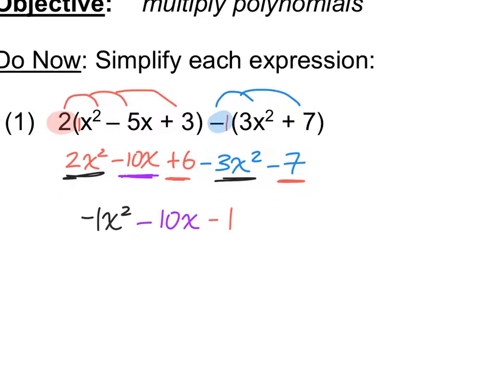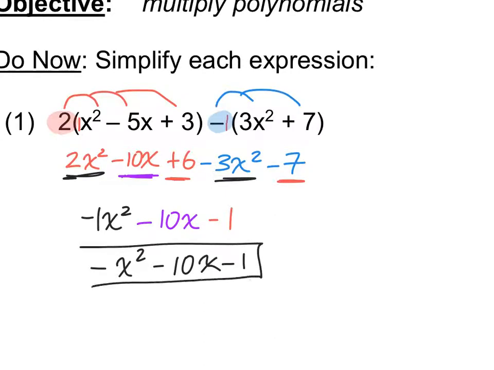All right. The proper way of representing the answer, though, would be without that 1 in front of the x squared. So you'd write negative x squared minus 10x minus 1. You don't need to show that intermediate step, the one where I wrote the negative 1x squared minus 10x minus 1. I just did that for instructional purposes.